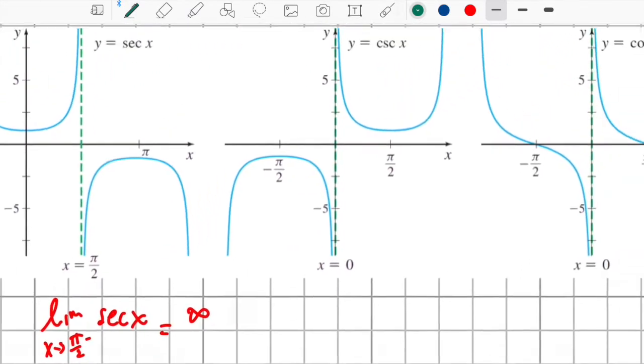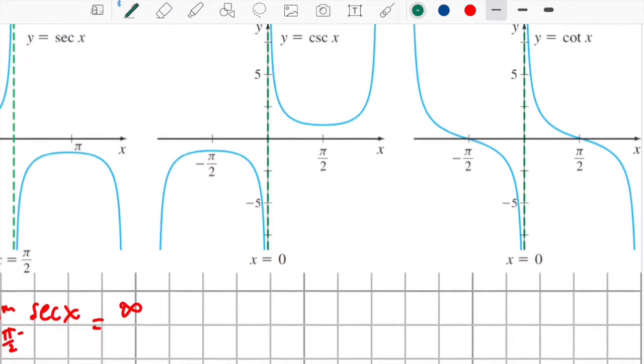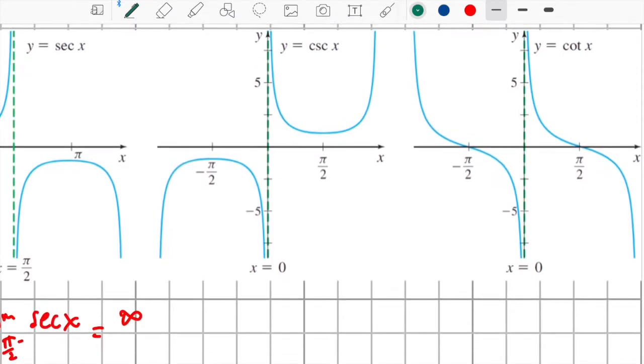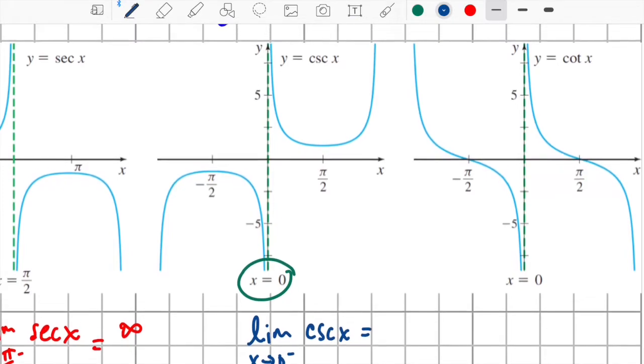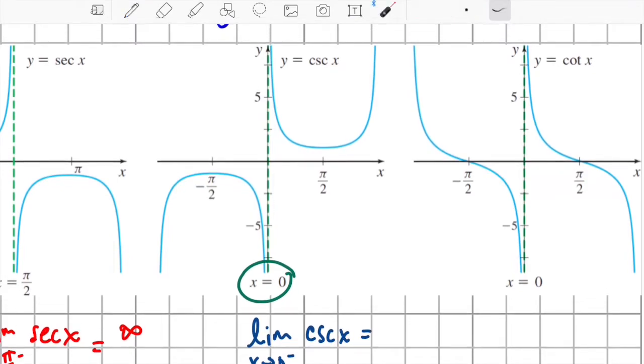Let's do one more graph, actually two more graphs. This time we have the graph of cosecant, and the c is 0. So we're going to say limit as x approaches 0 from the left of cosecant of x. So again, let's follow it. We're approaching 0 from the left. What's my graph doing? The graph is going towards negative infinity. It is decreasing without bound, so negative infinity.